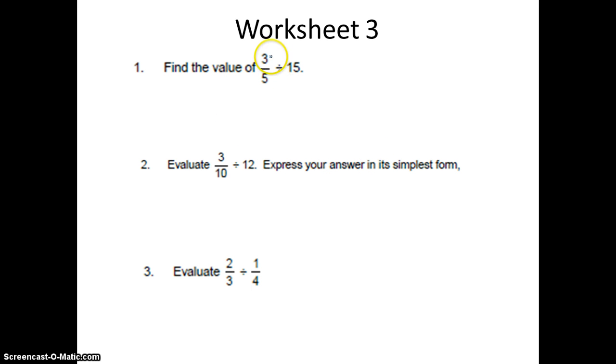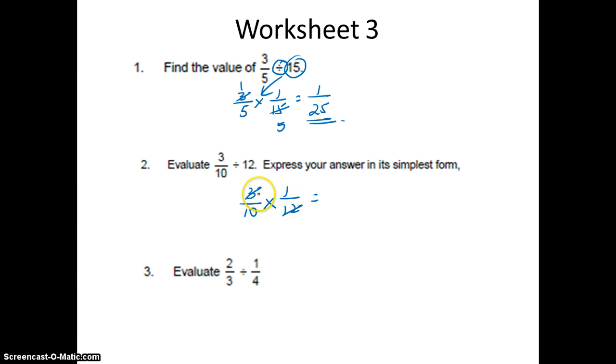Worksheet 3. Find the value of 3/5 divided by 15. I need to change this to multiply, and when I change this to multiply, I have to invert my number. So times 1 out of 15, answer would be 1 out of 25. Evaluate 3/10 divided by 12. Express your answer in simplest form. 3/10, I need to multiply by 1/12. Can cancel. 1/40, my answer is 1 out of 40.